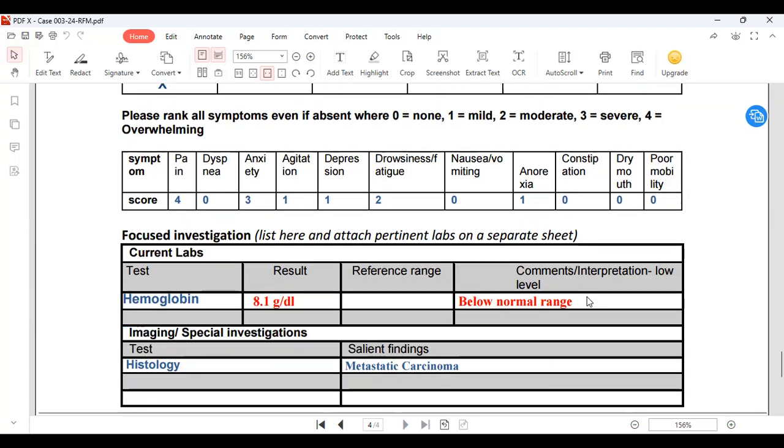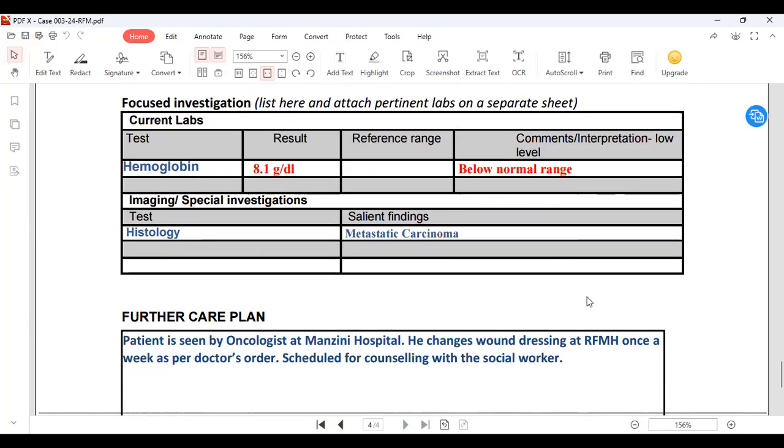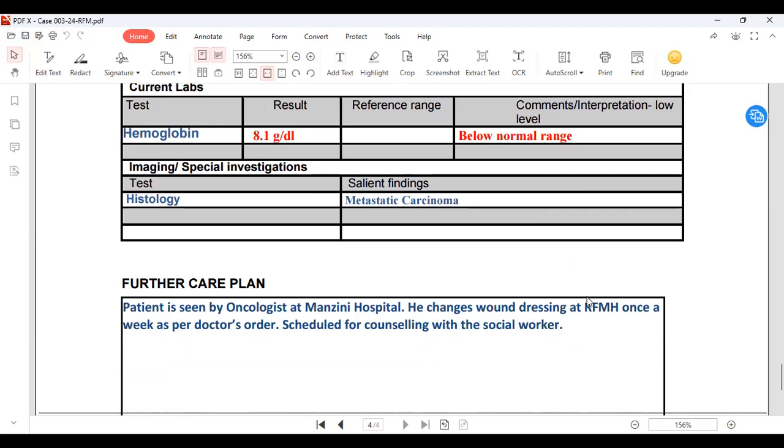Focus investigation. Since the patient was complaining of dizziness, we checked hemoglobin and found that it's 8.1. And we referred the patient to the doctor. The other investigation was done in 2022, which is the biopsy for histology, where it was found that the patient has metastatic carcinoma. Further care plan: patient is seen by the oncologist at Manzini Hospital. He changes wound dressing at RFM once a week as per doctor's order, and is scheduled for counseling with the social worker.